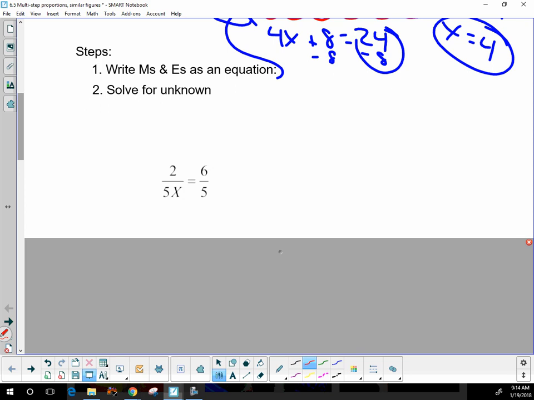Now, here's a different sort of looking proportion. You would start your means and extremes as an equation. So, what is 6 times 5x? Hopefully you remember how to do that. You would just multiply the numbers. You multiply the 6 times the numerical coefficient, which is 5, which results in 30 times x. And then 2 times 5 equals 10.